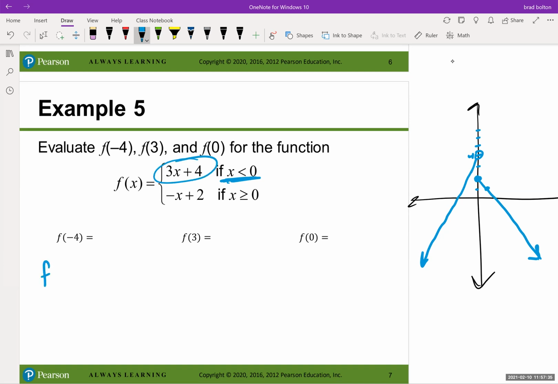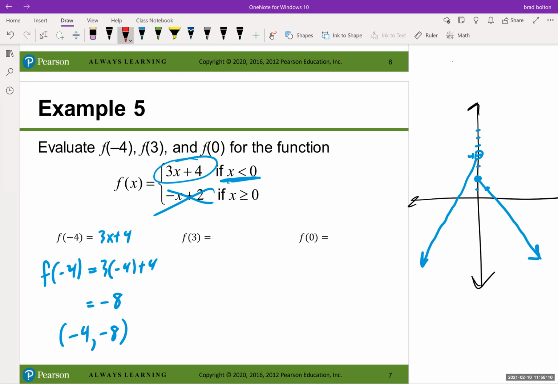So I'm going to use f of negative 4 equals 3 times negative 4 plus 4. Notice I did not use this one. I'm only using the 3x plus 4. Okay, I'll write it out for you guys in a different fashion. So this is 3x plus 4, and then here I'll do 3 times negative 4 plus 4. So then this would be negative 12 plus 4, which is negative 8. Okay, so we now have the point negative 4 comma negative 8. We have a coordinate. And I know this is a rough drawing, so this won't work out perfect.